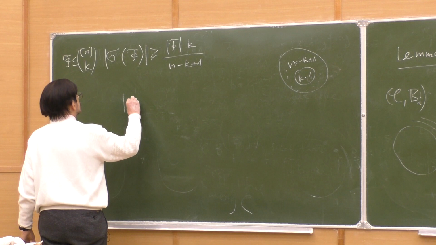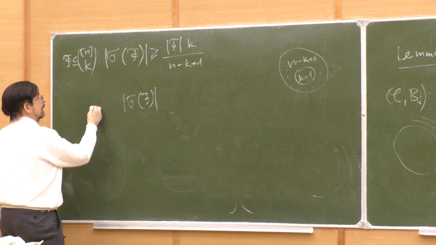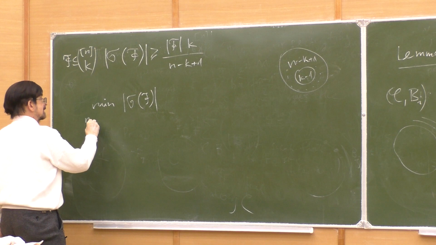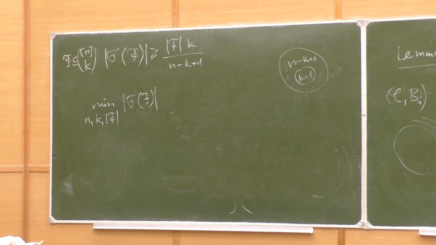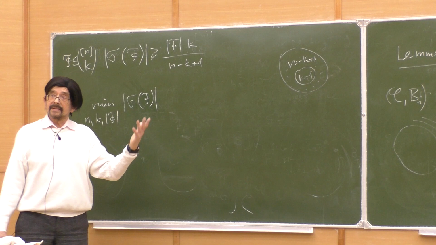So what is the question? The minimum of the shadow when n is given, k is given, and the size of F is given. So we know how many sets we have. And we have this lower bound, but this is not good. This is what I claim.